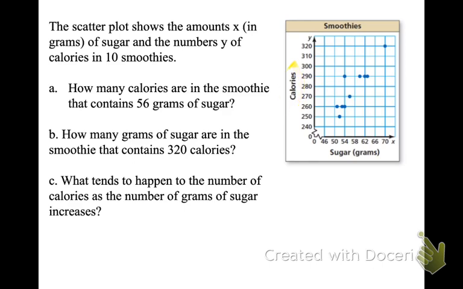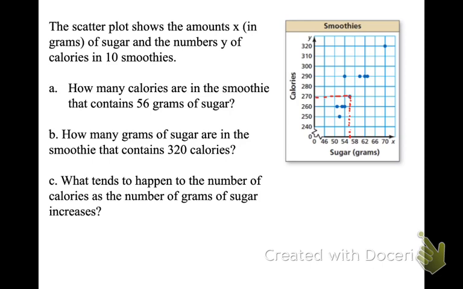So when I look at, TJ, you with me? Okay, how many calories in a smoothie that contains 54 grams of sugar? So where do I go to find the sugar? X or Y axis? X. And then I go to right about 56, which is here, and I kind of just follow it up, and what do we get to? How many calories? 270, and we follow it over.